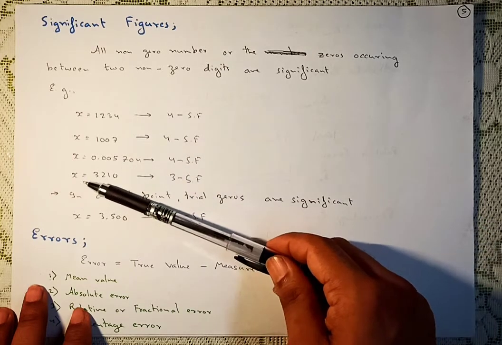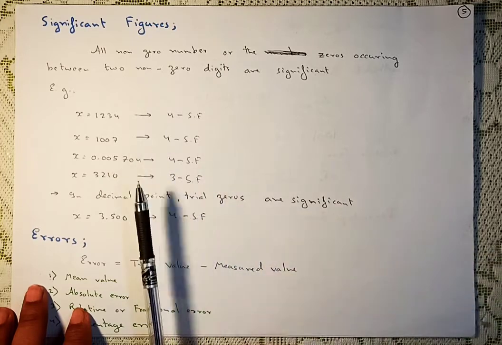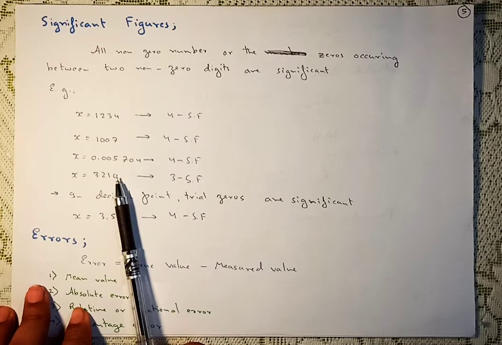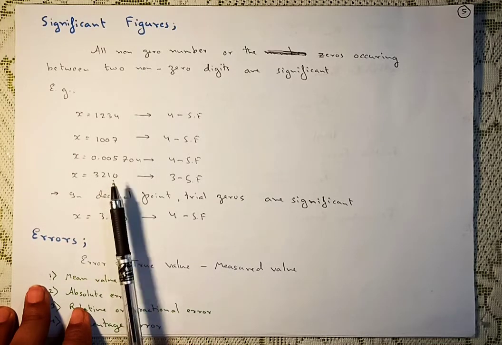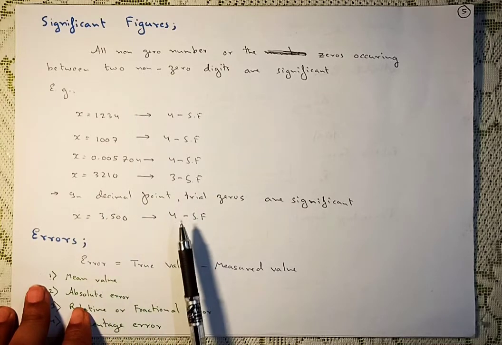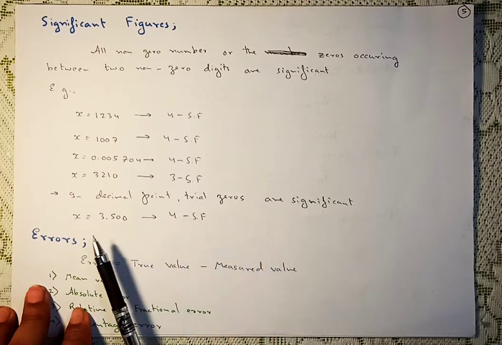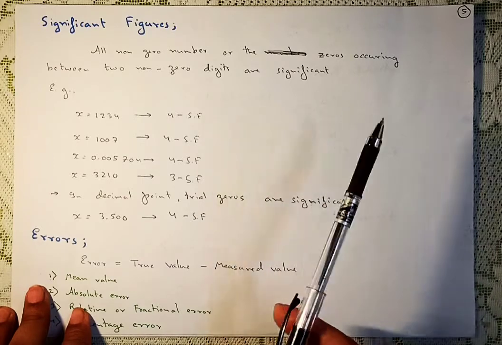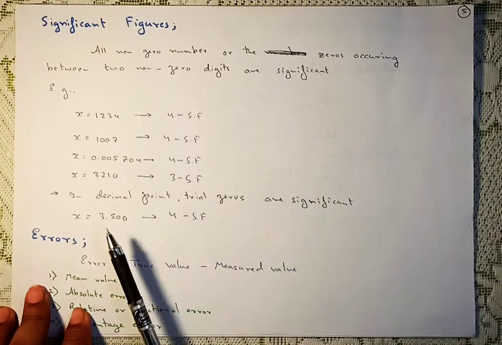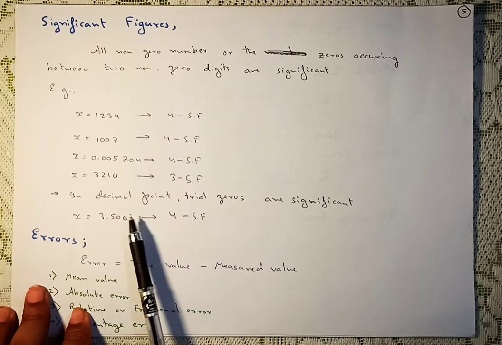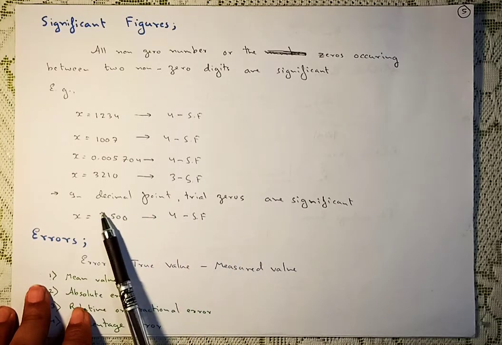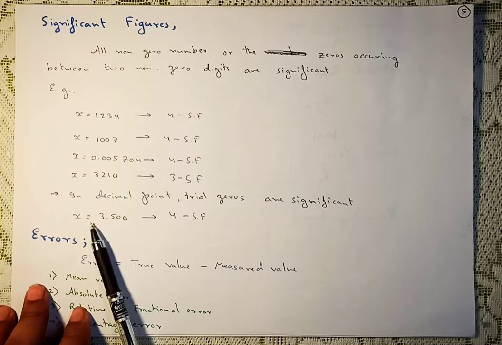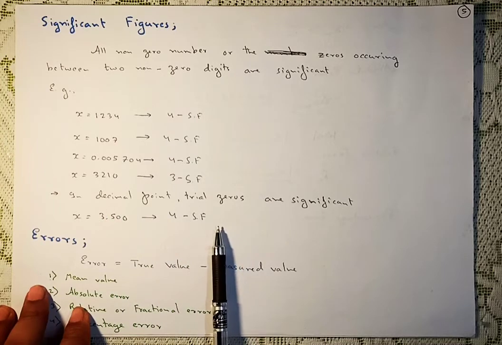And then another one, x is equal to 3210. Out here, as I told you, any zero on this side or this side is going to be taken to be non-significant. Hence, it has only 3 significant figures. And then in decimal point, trailing zeros are significant. For example, out here, 3.5, these zeros after the decimal point are taken to be 4 significant figures. These are taken to be significant numbers, that is after the decimal point, not before the decimal point. So this is your 4 significant figures.